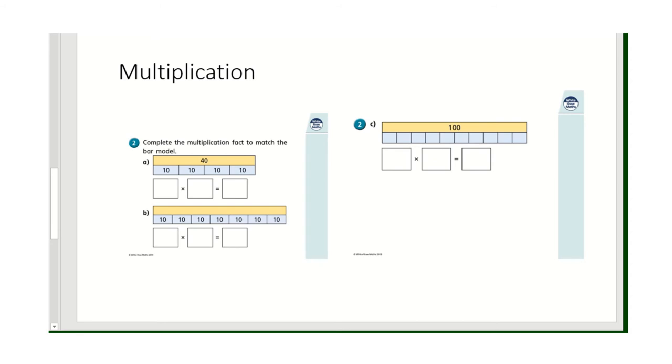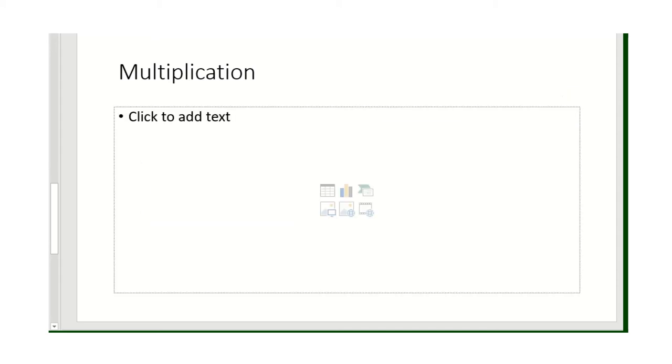Now then, these are bar models. Look at the first two. Look, we've got the total at the top and 10. So that would be 4 times 10 equals 40, wouldn't it? See, you've got the parts at the bottom. How many tens? There are 7. So what would be the whole? On the next one, you've got the whole as 100. If you wrote tens in there, how many tens are there?